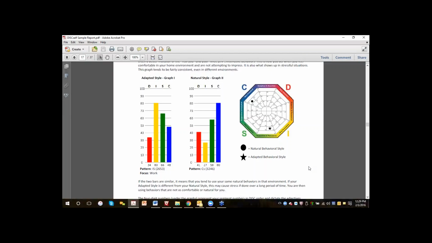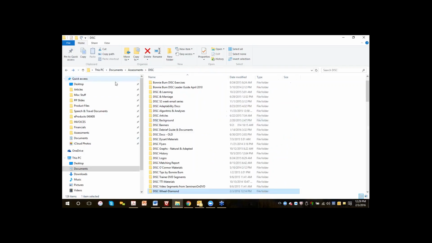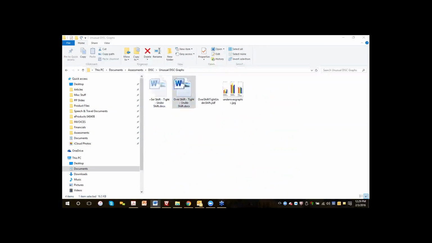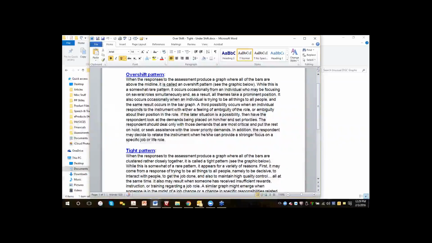There's a variety of reasons for that. It could be significant events happening in somebody's life, or somebody overthinking the report. I have something that I don't know if it's in the materials I sent, but I'll show you, and I can send it to you if you email me afterwards. We call them the unusual DISC graphs. Here's the overshift. It's a rare pattern. It occurs in someone who may be focusing on several roles simultaneously, and all themes take a prominent position. So somebody who's trying to be all things to all people, they're juggling too many balls.